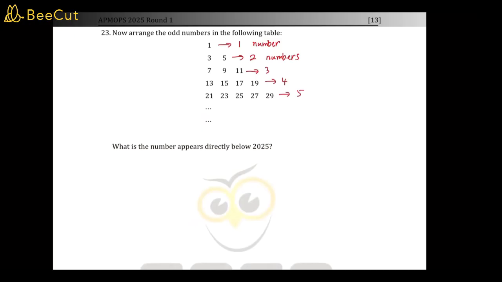But since these are only the odd numbers, so let's check how many odd numbers are there. This odd number from 1 all the way to 2025. So the last number minus the first number. Every time we plus 2 to get the next number, divided by the common difference, which is 2. After that, plus 1. There are 1013 odd numbers here. Right, let's find the row number.